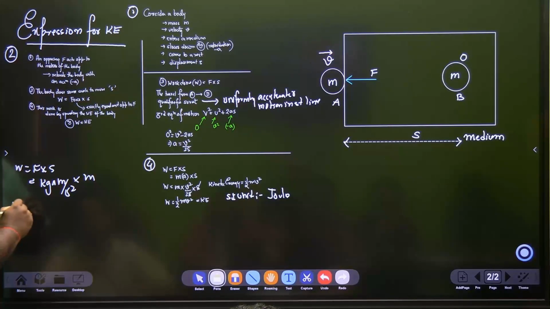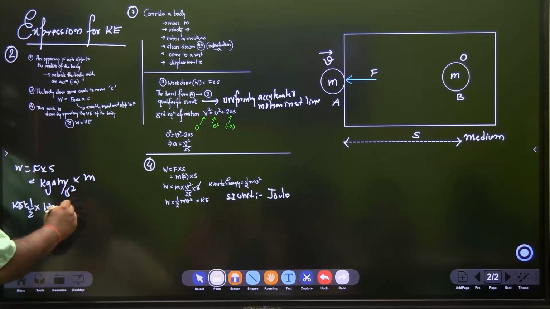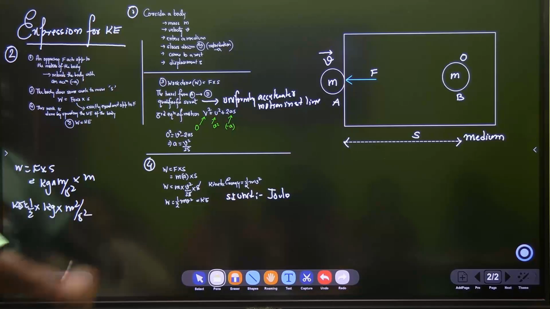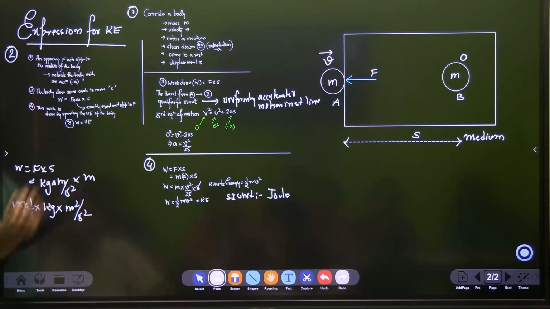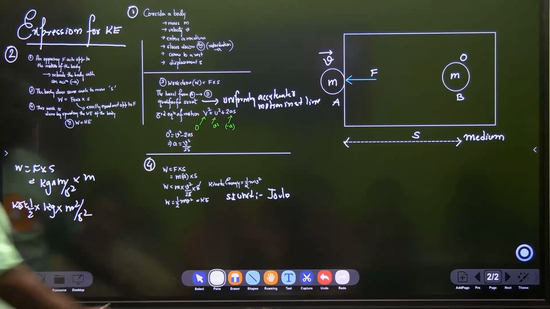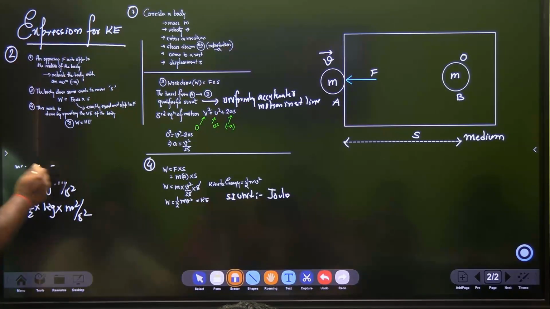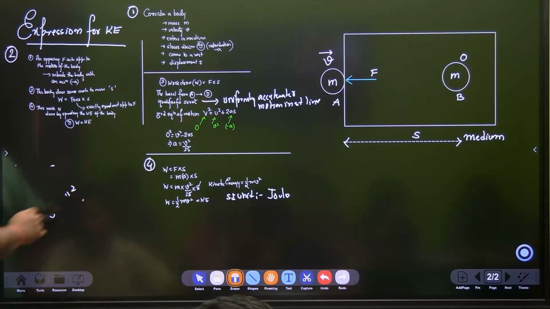Now just look at kinetic energy. Half is a scalar, mass m kg into v square. V square is meter square per second square. That means we have found out energy only. ऐसे आप चेक भी कर सकते हो कि आप जो निकाल रहे हो वो एनर्जी है. So anytime your formula goes wrong, you can always check it by units, whether you're doing it the right way or not. ठीक है, चलें आगे.